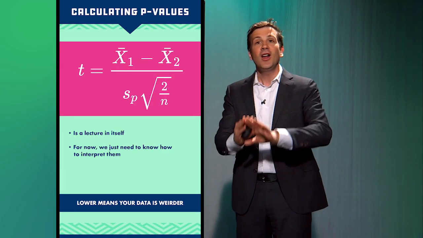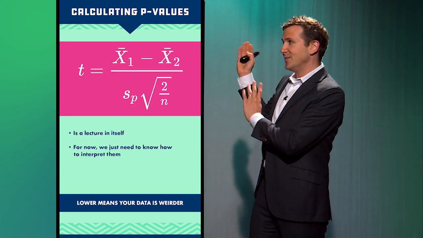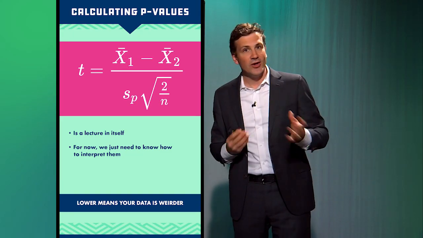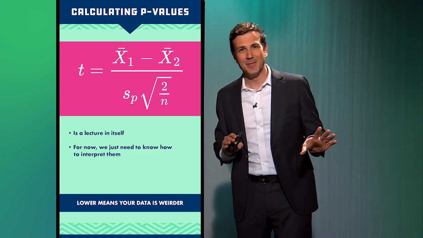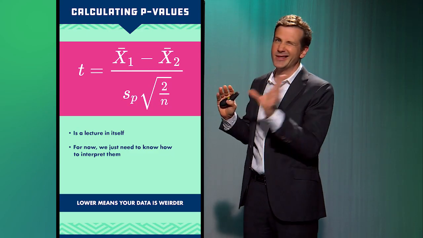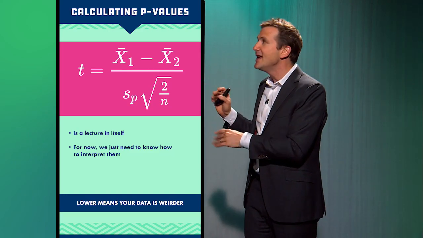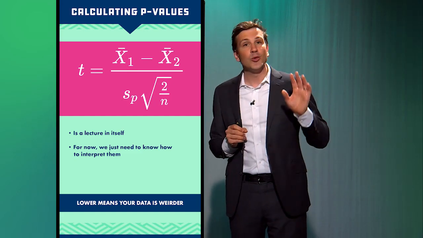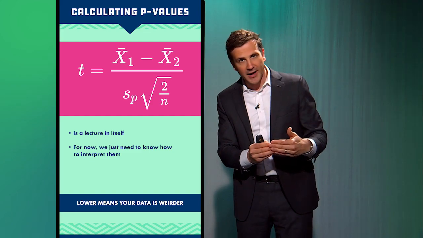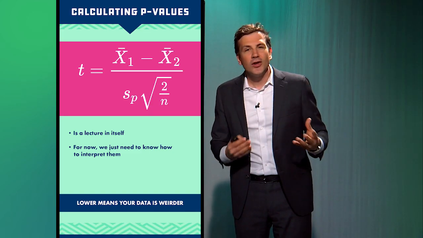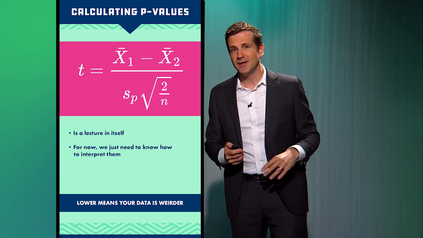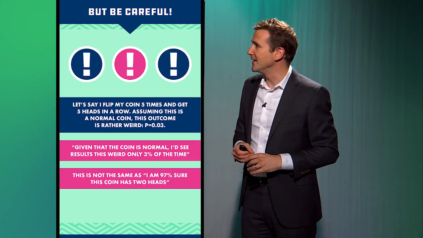Now, there are equations for this, and this happens to be one of the equations you could plug in to calculate a p-value using your data. We are not going to go through this math. This is very intimidating looking math. It's not as hard as it looks, but it's intimidating looking. How you calculate p-values is a lecture in itself. You just need to know how to interpret them, and remember, the lower it is, the weirder your results are. And 0.05 is an arbitrary threshold defining statistical significance in medical studies.